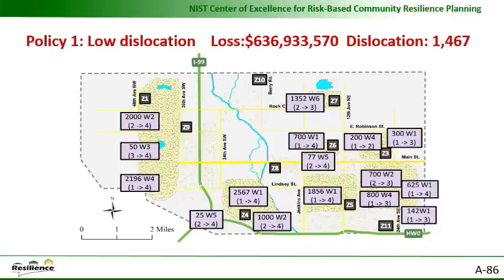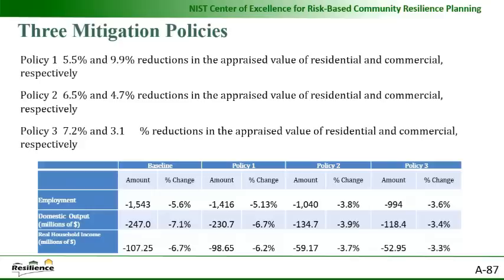And if you do this particular policy, your losses to the community reduce from about $850 million down to about $640 million, and the dislocation decreases from 2,300 down to 1,400. And this little slide shows how that policy is translated into rehabilitation and retrofit to code levels in each of the building zones within the community.